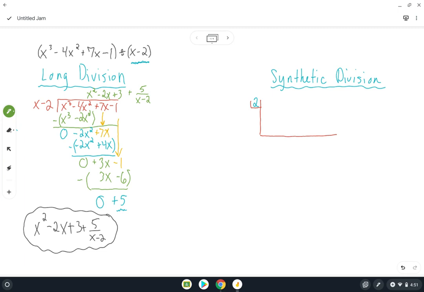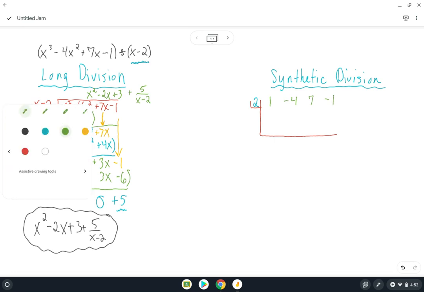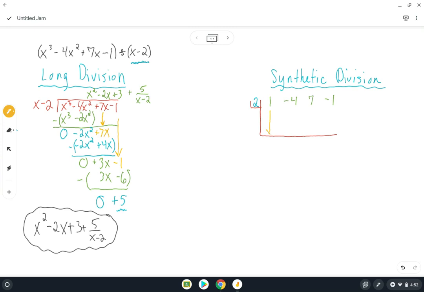And then we're going to write all of the coefficients of our polynomial that we're dividing. So the coefficient of x to the third power is 1. The coefficient of x squared is negative 4. The coefficient of 7x is 7. And the constant is negative 1. So we're going to start by bringing down that first 1 right there. And you'll likely notice some similarities here when we do these out.